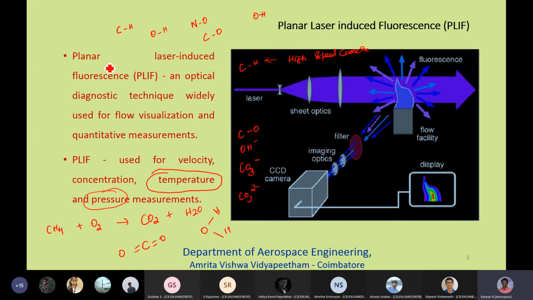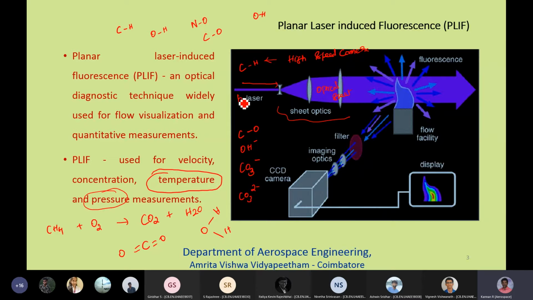So PLIF is nothing but planar laser induced fluorescence, an optical diagnostic technique widely used for flow visualization and quantitative measurements. We can measure velocity, concentration of species, temperature and pressure. This is a typical setup of a basic PLIF system. You can see a laser coming out, and with the help of an optical system, we convert the beam into a laser sheet.